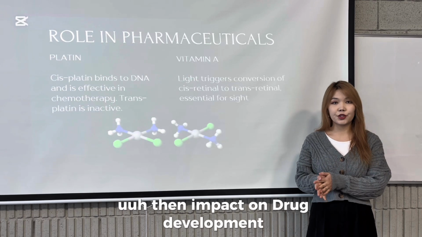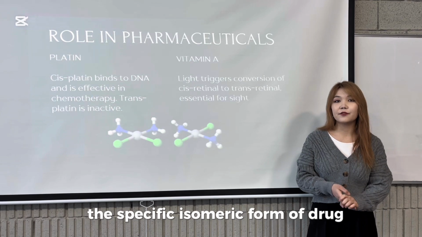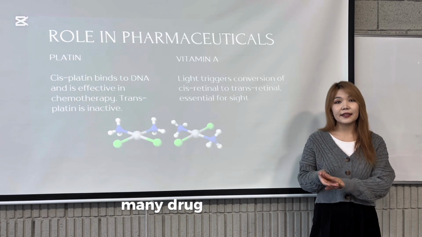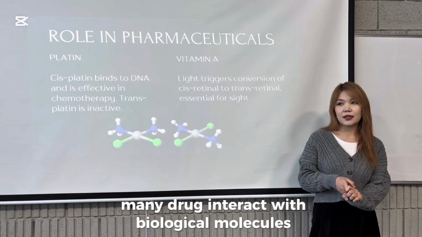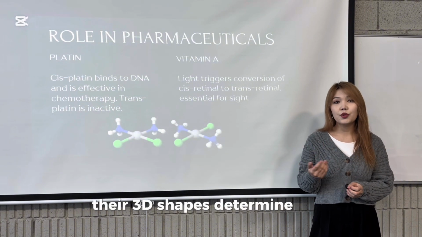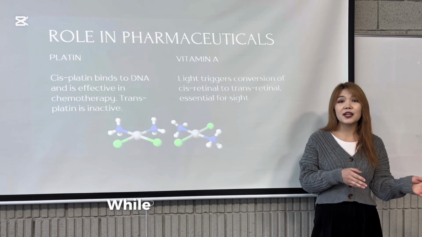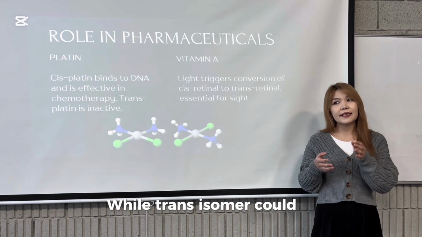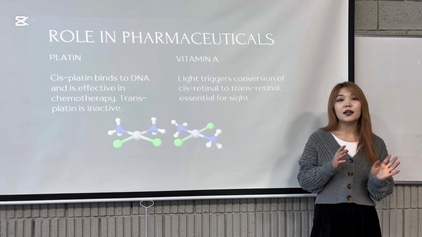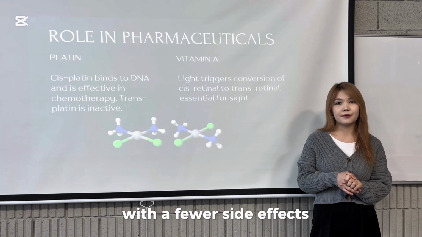Then, the impact in drug development. Selecting the specific isomer of a drug is crucial for effectiveness. Many drugs interact with biological molecules like enzymes and receptors, and their 3D shapes determine how they will bind. A cis isomer might be effective, while a trans isomer could be inactive, even harmful. By carefully selecting the correct isomer, drug developers ensure better treatment with fewer side effects.